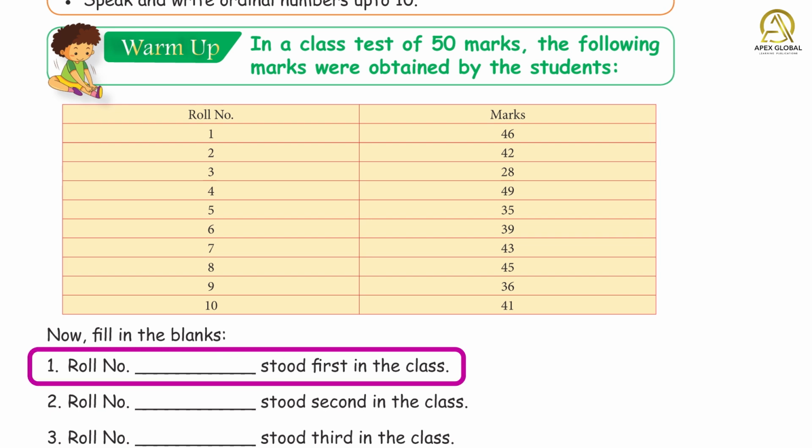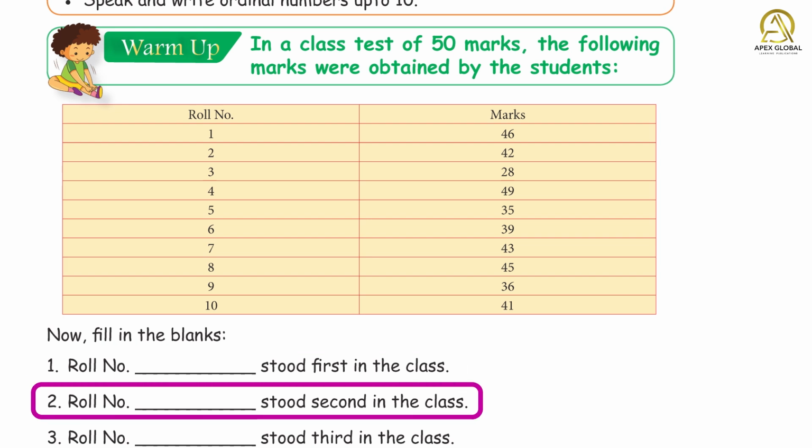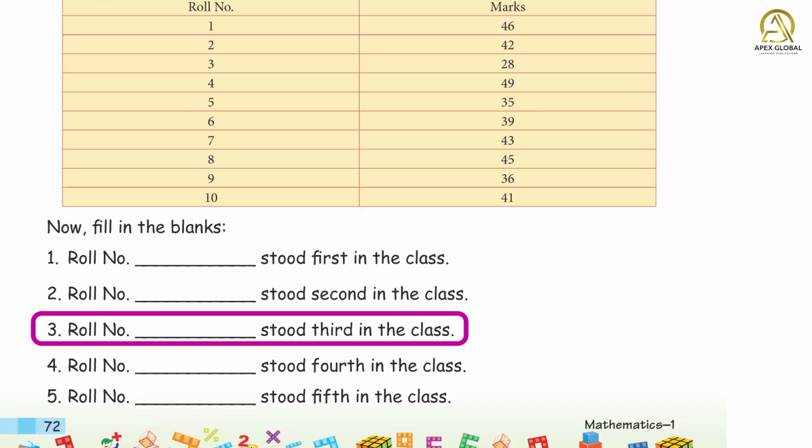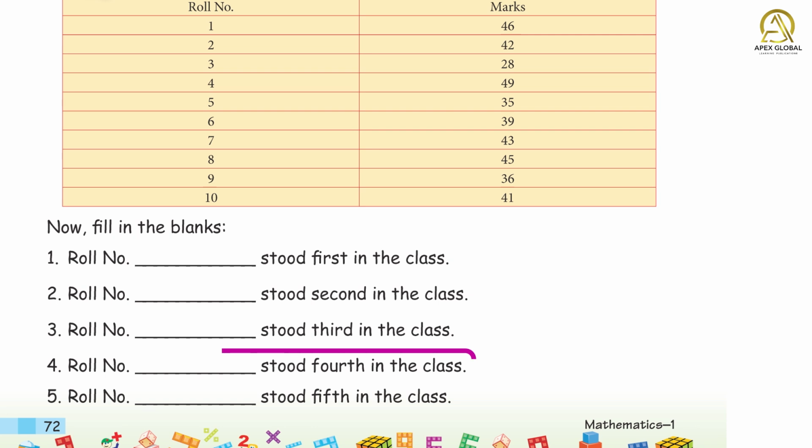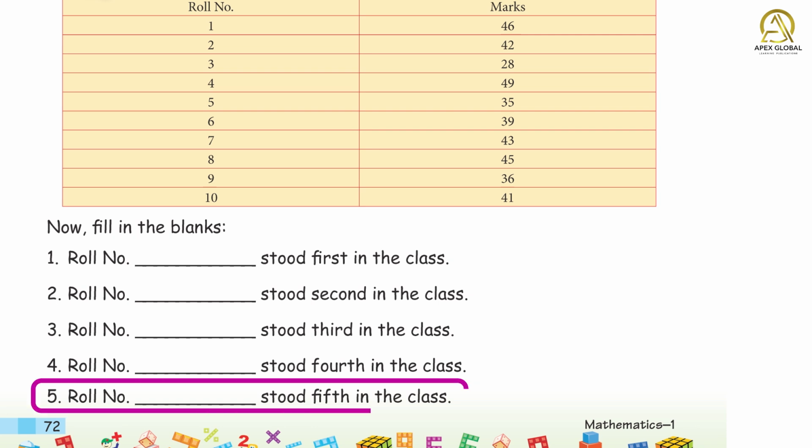1. Roll number dash stood first in the class. 2. Roll number dash stood second in the class. 3. Roll number dash stood third in the class. 4. Roll number dash stood fourth in the class. 5. Roll number dash stood fifth in the class.